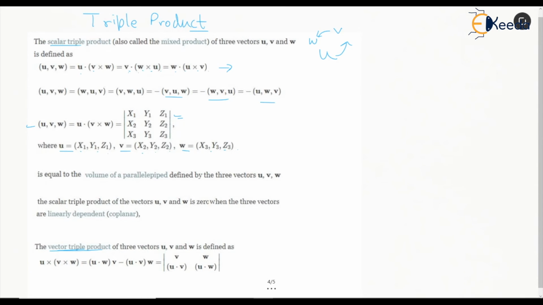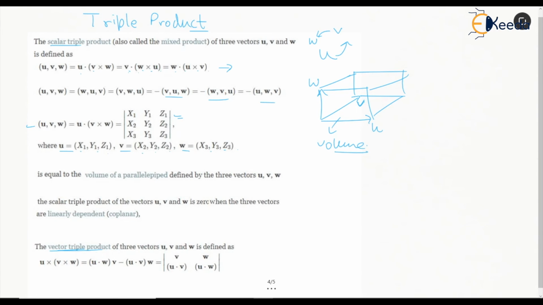So let's say we have this as u, this as v, and let this be w, then we will be forming a parallelepiped joining these three vectors. This is u, this is v, and this is w. So this scalar triple product gives the volume of this body.